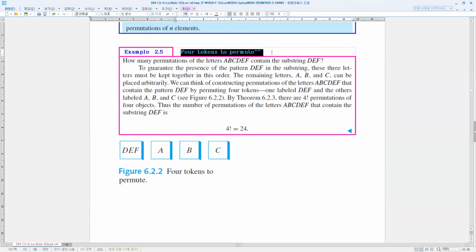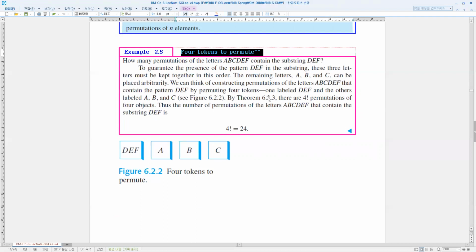Next example, 4 tokens to permute. How many permutations of the letters A, B, C, D, E, F contain the substring DEF? To guarantee the presence of the pattern DEF in the string, these three letters must be kept together in this order, like this. So the remaining letters are A, B, C. So we have basically 4 blocks to be arranged. So you can think of constructing permutations of the letters with the pattern DEF treated as 1.